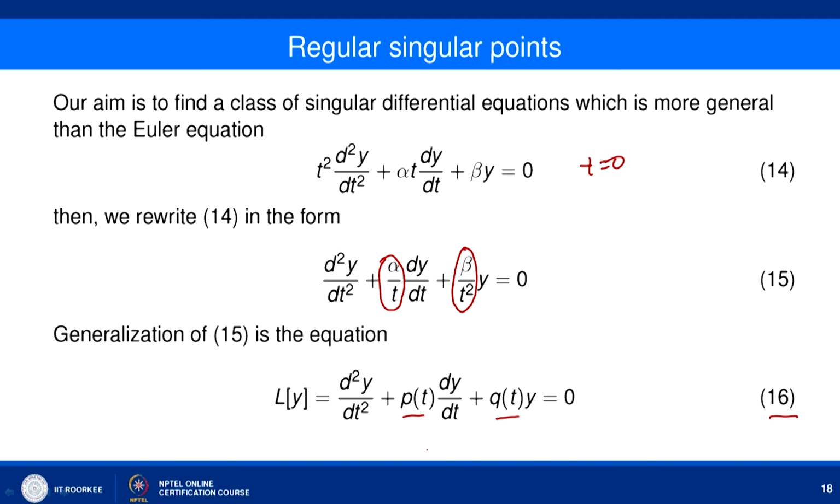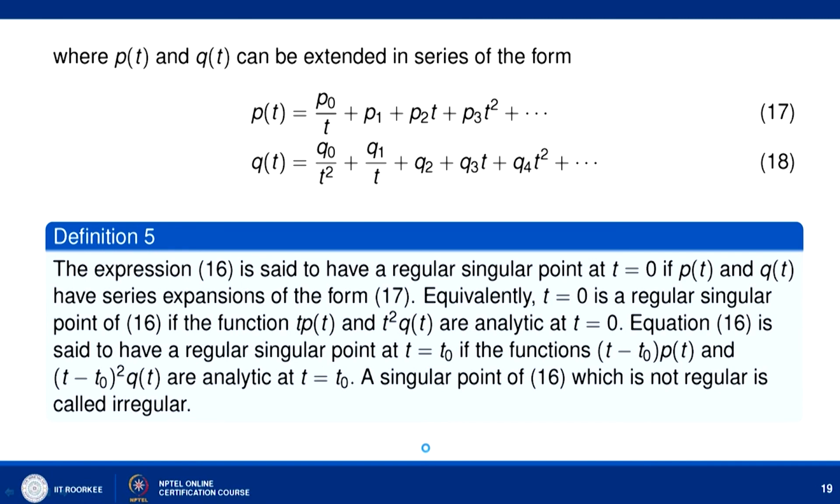Now, let us consider a more general case when p(t) is not only p naught by t, but it is p naught by t plus p1 plus p2 t plus p3 t square and so on. So, here we are adding terms coming from a power series. Similarly, in q(t), not only is the q naught by t square term there, but we have q1 by t plus q2 plus q3 t plus q4 t square. So, here we are adding some more terms which are coming from some kind of power series.